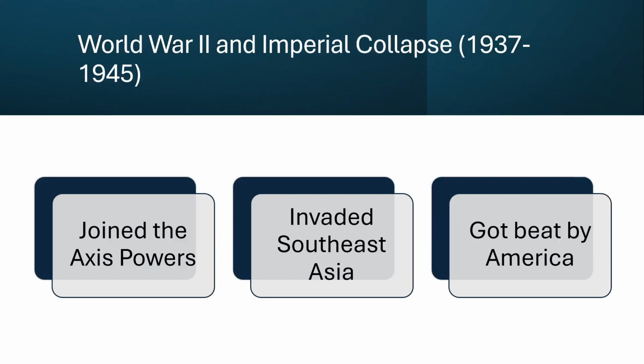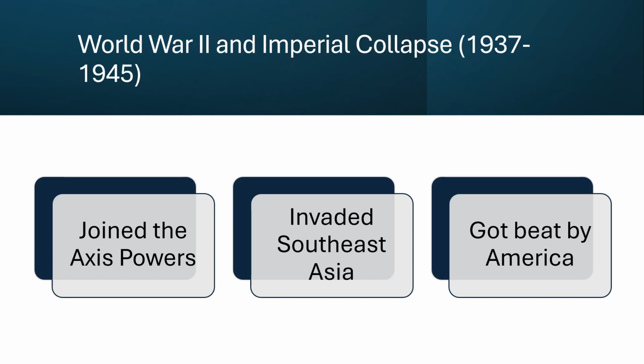World War II and Imperial Collapse, 1937 to 1945. In 1937, Japan launched a full-scale invasion of China, triggering the Second Sino-Japanese War. In 1940, Japan joined the Axis powers, with Germany and Italy. On December 7, 1941, Japan attacked Pearl Harbor, prompting the United States to enter the war.